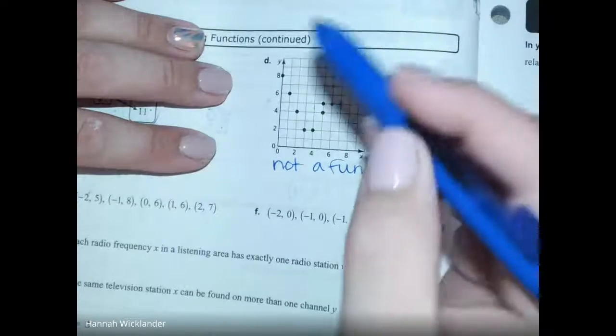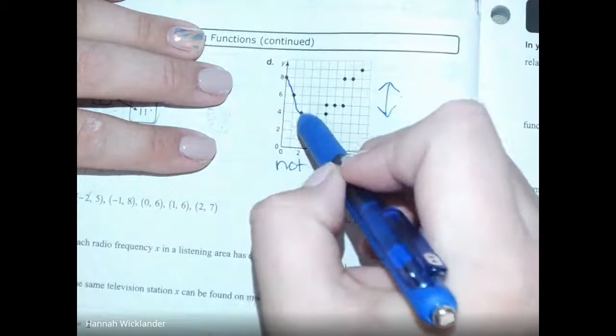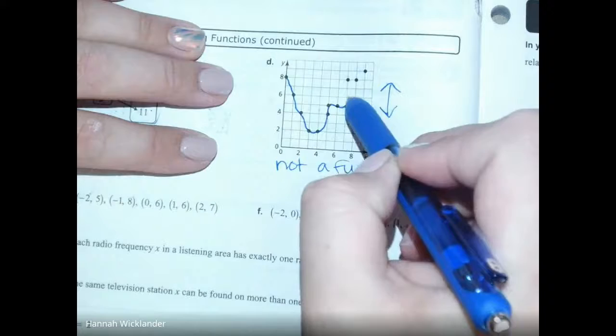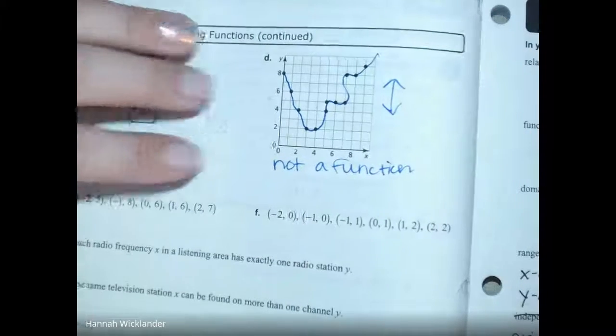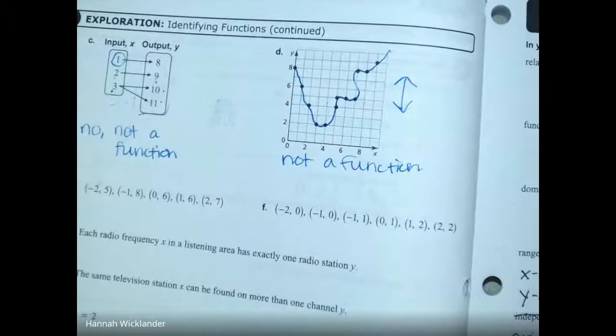Another way we can tell is if we were to graph this, it's not a straight line. And in order to be a function, it has to be a straight line.